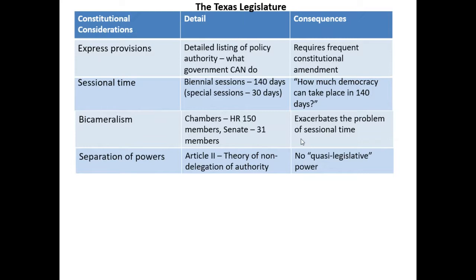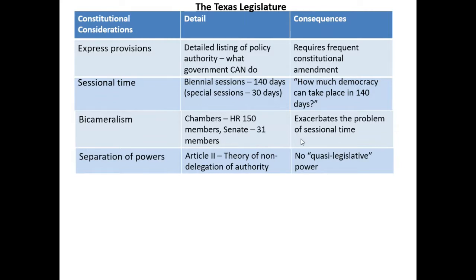If I gave you an assignment to go out to your favorite search engine and Google U.S. Constitution and read the U.S. Constitution, don't worry, I'm not going to give that assignment. But if I did, you would not see the word separation of powers anywhere in that document.